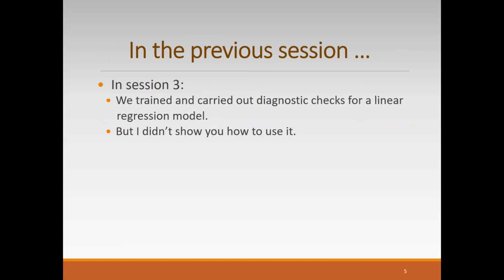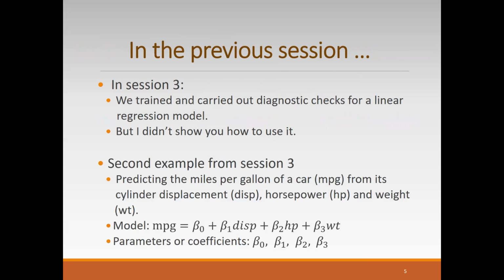So in the previous session, we trained and carried out diagnostic checks for a linear regression model, but I didn't show you how to use the model, how to apply it for a new input point. And I'm going to show you this now because this is important for the rest of this session. So in the second example from session 3, we were predicting the miles per gallon of a car from its cylinder, displacement, horsepower, and weight. And the model is given down here.